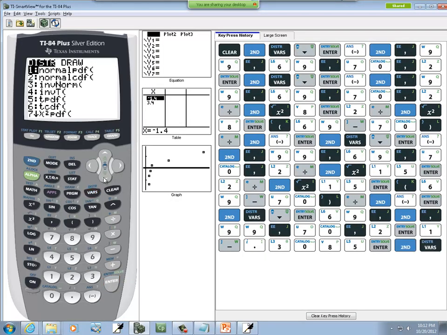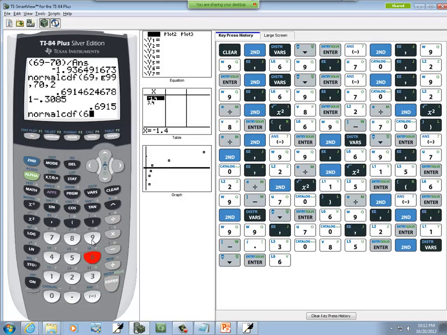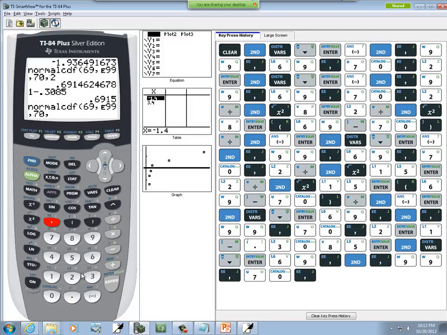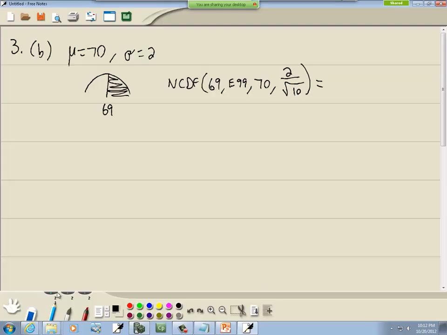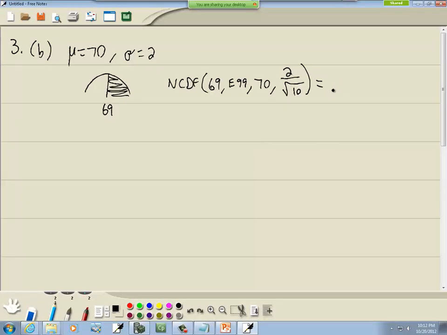So we go second vars, normal CDF, 69, comma, second comma, 99, comma, 70, comma, 2 divided by the square root of 10. Enter. And to 4 decimal places, we'll get 0.9431.